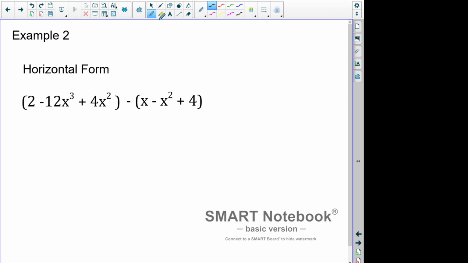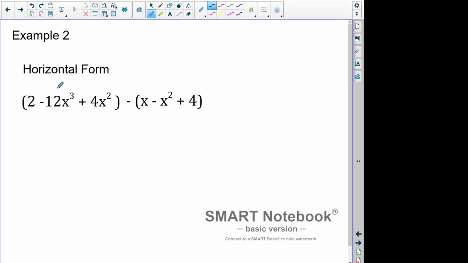Then they talk about horizontal form. Horizontal form is the way I think most people do this. And again, it's just a way of organizing so that you make sure you've included everything, that you've done all the distribution, and that you don't miss any terms or anything like that. So it's just an organizational way of doing this.